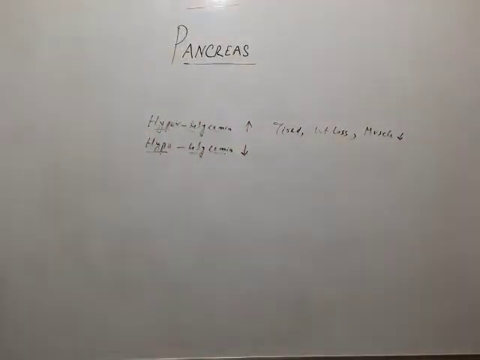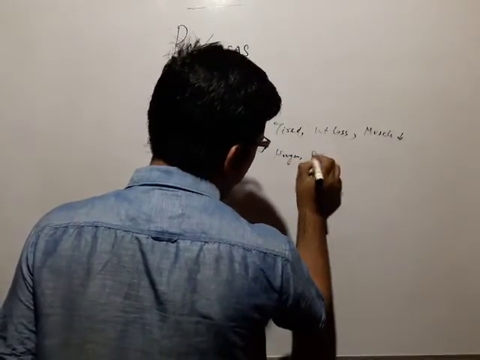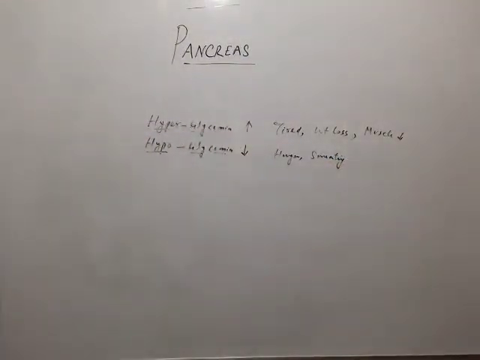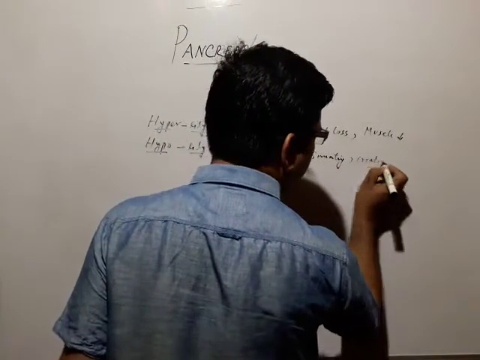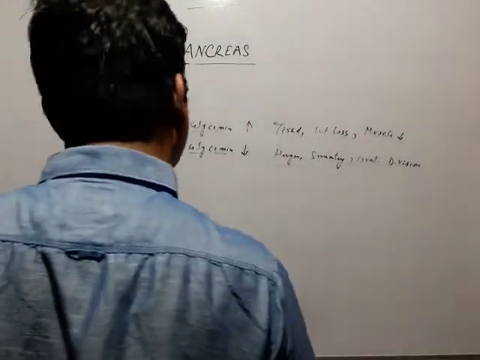Now in case of hypoglycemia, when there is low blood glucose, there are also some problems. He feels hunger and sweating. Because blood glucose is used for different functions, when it is low, sweating occurs, irritability occurs, and double vision may also occur. These are the important symptoms of hypoglycemia.